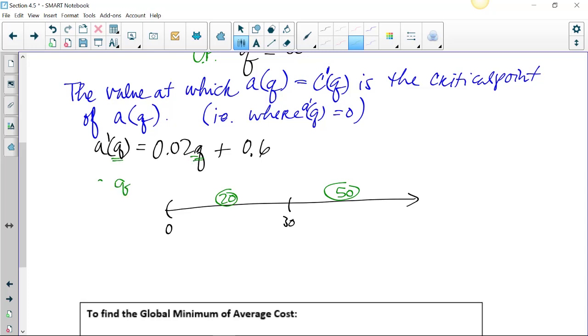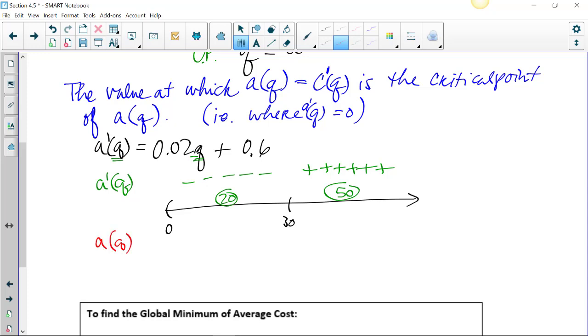I want to know if the derivative of the average cost is positive or negative on those intervals. If I substitute 20 in, I'm going to get a negative value. If I substitute 50 into my first derivative, I'm going to get a positive value. So what does that tell me about my average cost function?